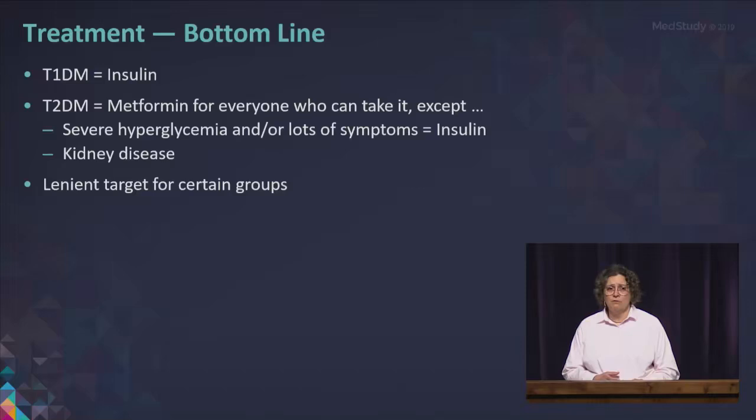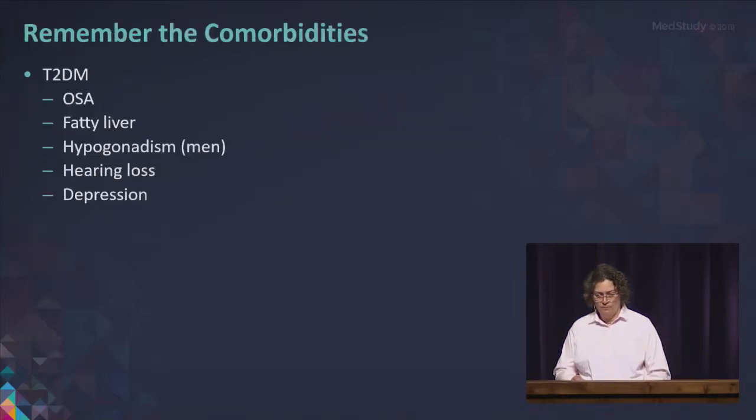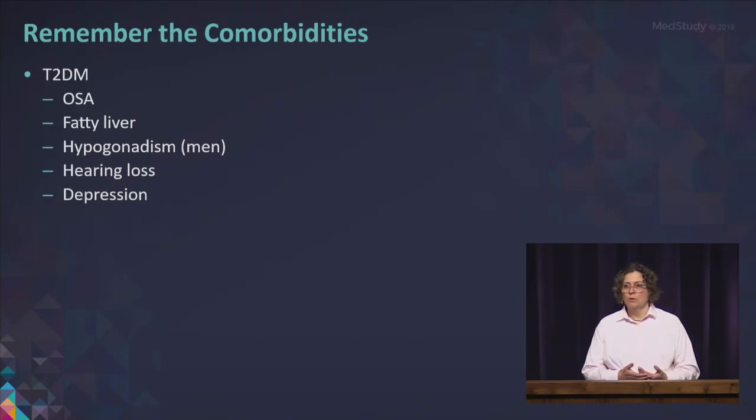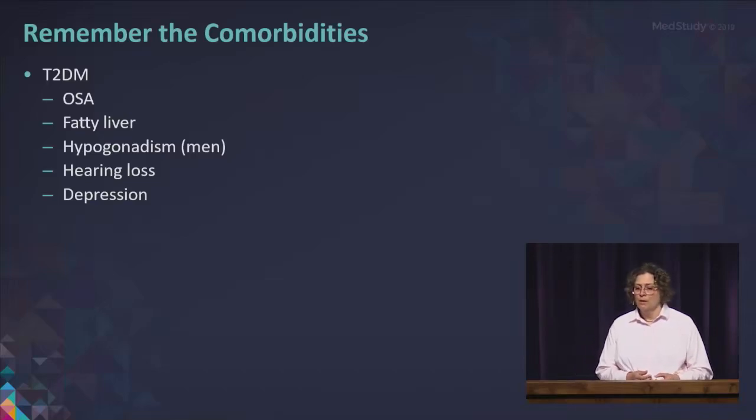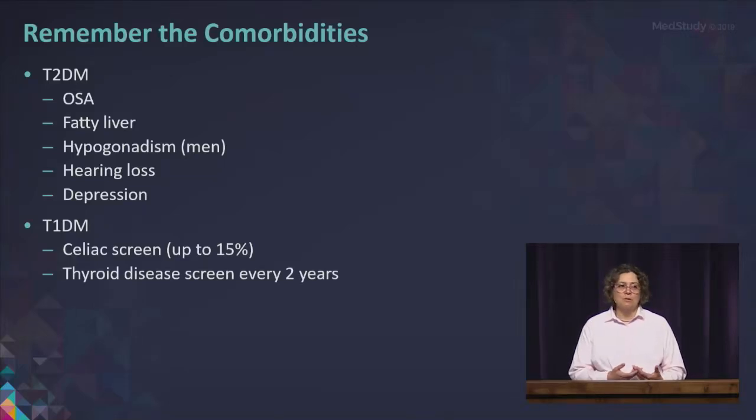And the other scenario where metformin can't be used is a GFR less than 30. And again, we have lenient targets for certain groups, and we just have to be respectful of those at risk for complications with tight control. It's also going to be important to remember the comorbidities because part of what I do in addition to the diabetes management is we talk about the sleep apnea. We're talking about fatty liver. Fatty liver is going to be the number one cause of liver failure now that we've fixed hepatitis C. Hypogonadism, hearing loss, depression. These comorbidities are very prevalent. In type 1, we want to remember the autoimmune friends. We want to think about screening for celiac every 5 years and thyroid disease every 2 years in these patients.